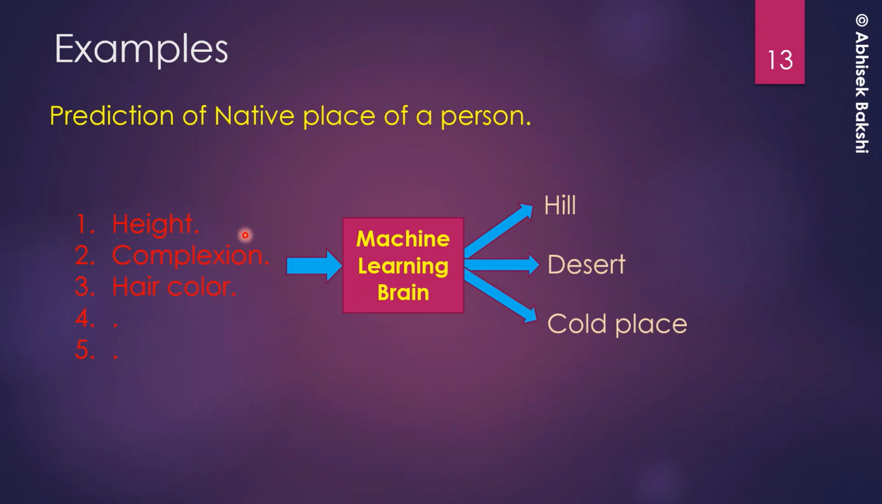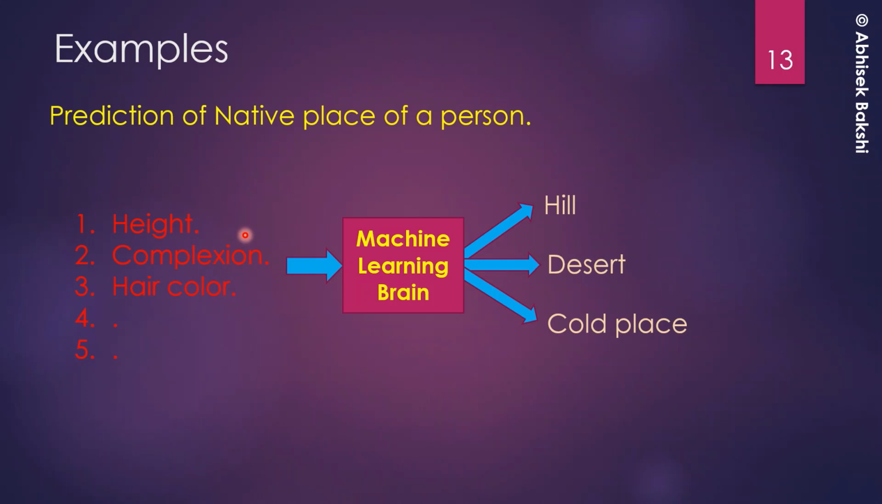Is he from somewhere in a hill area or a very cold place, in the sense not hill, it's something like maybe towards the north pole or something like that, or maybe he's from a desert or not, like this. So these are a few examples.